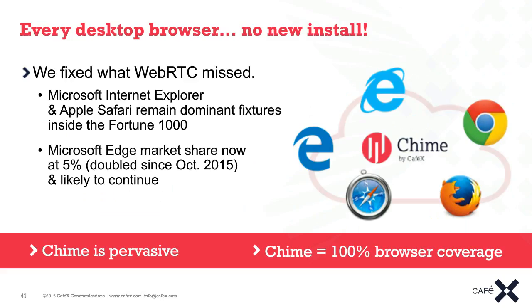So again, just a quick recap. Works on every browser. Nothing new to install. So be it Edge, Internet Explorer, or Safari, we have you covered. Chime is pervasive. It is easy to invoke in any browser just with a simple link. And we think that that's really key for our enterprise customers.